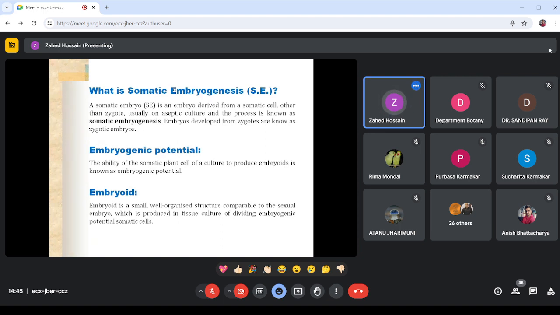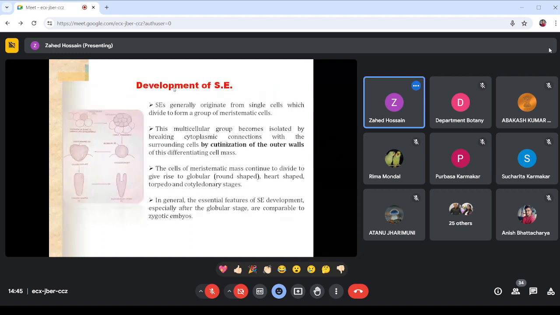This embryogenic potential has to be triggered by using a definite combination of plant growth regulators. Until and unless you trigger the somatic cells, they will not turn into somatic embryos. And there is one term called embryoids. These are basically very normal embryo-like structures, very similar to the zygotic embryo. We call them embryoids. So this is the development pathway of the somatic embryo.